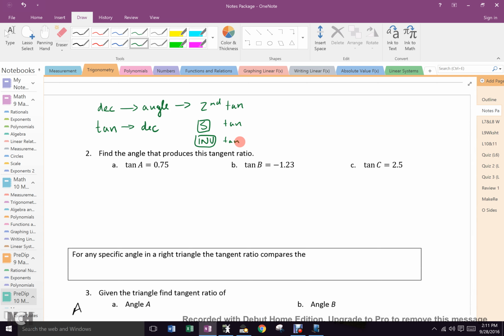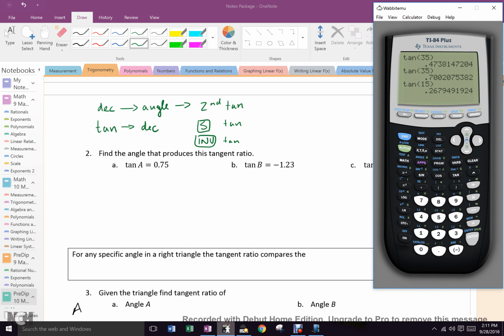Everybody cool? So, if you have a forward calculator like I have, I do exactly what I did. I go second tan, and it makes this little tan -1.